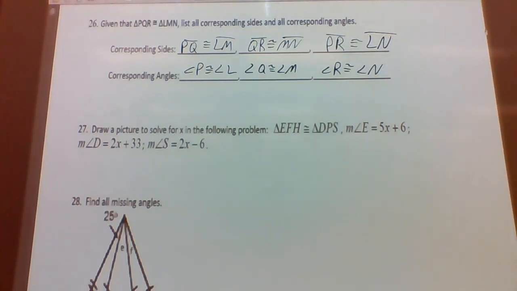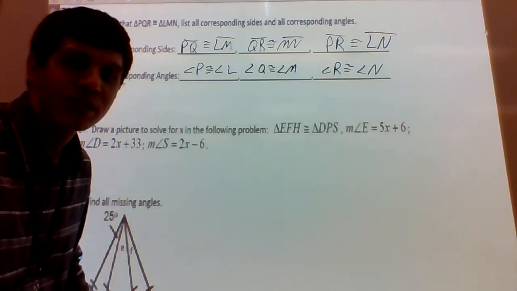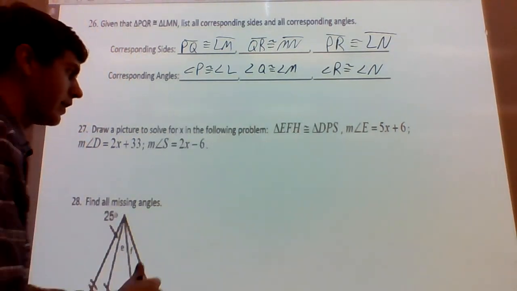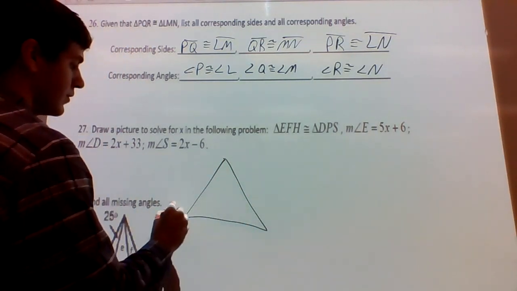Okay. Draw a picture to solve for x in the following problem. Triangle EFH is congruent to triangle DPS. The measure of angle E is 5x plus 6. The measure of angle D is 2x plus 33. And the measure of angle S is 2x minus 6. So draw it out. Even if it didn't say draw it out, you should still probably draw it out. Okay? Just to be safe, know what you're doing.